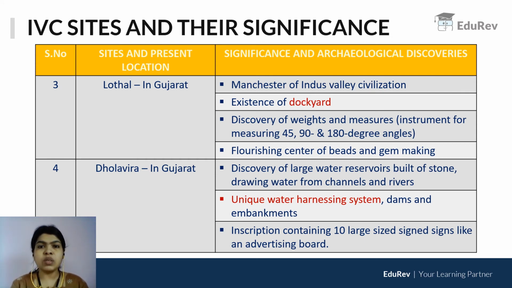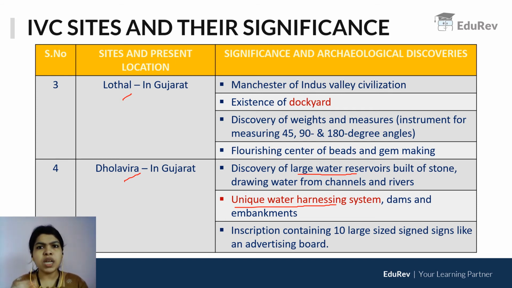And when you talk about Dholavira, you have to talk about the unique water harnessing system, because there you have some dams, some embankments. Irrigation has been possible for agriculture with the help of these water harnessing systems. And there was also an inscription containing 10 large-sized symbols, like an advertising board, that was also deciphered from Dholavira. And there was a discovery of large water reservoirs. So when you try to remember Dholavira, try to remember water harnessing system. But do not confuse the points between Dholavira and Lothal. What is present in Lothal is a dockyard. What is present in Dholavira is a water harnessing system.